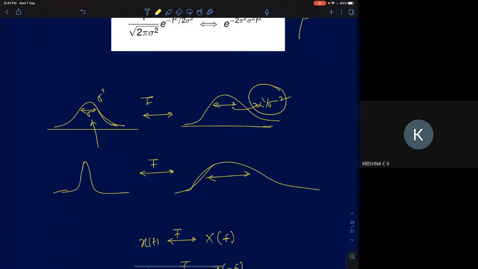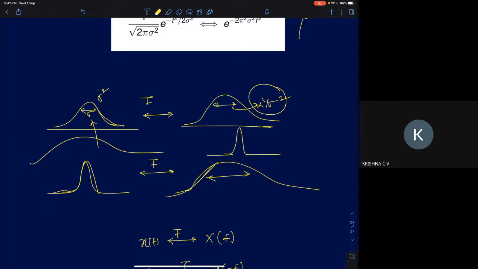In time domain, sigma square is variance, sigma is standard deviation. So your variance will be sigma square in time domain. In frequency domain, it will be proportional to 1 by sigma square. So if your function is narrow in time domain, it's going to spread in frequency domain. If your function is widespread in time domain, or rather its variance is very high, in frequency domain you can expect it to be more and more narrower.